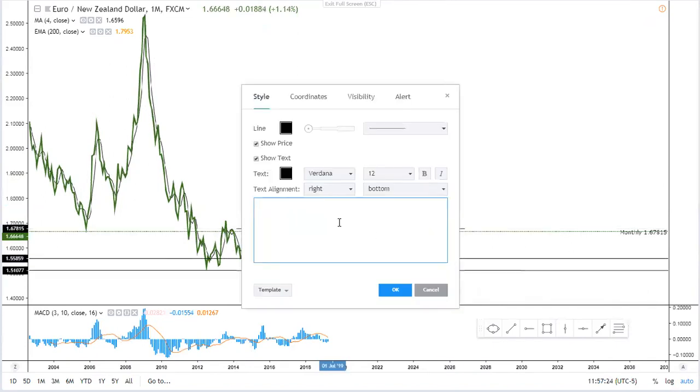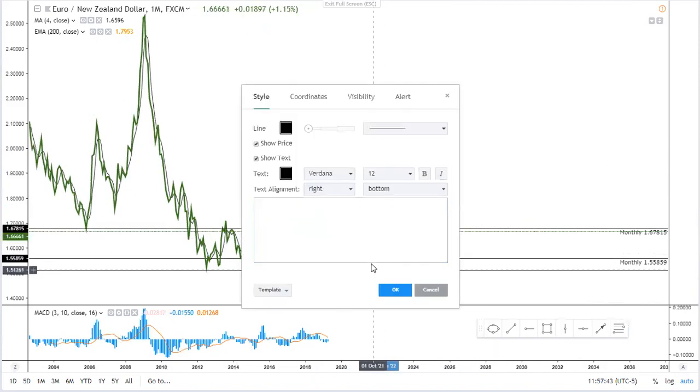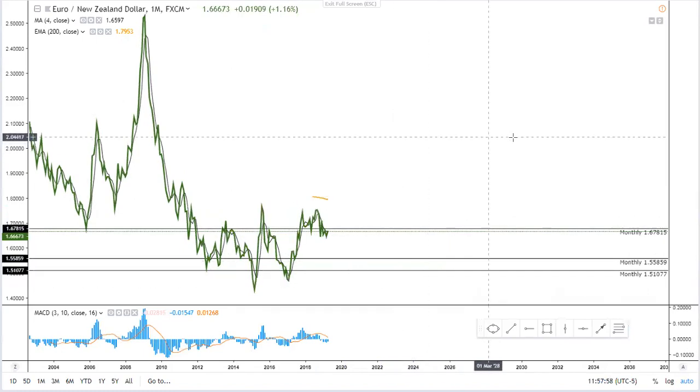And so our next one, we can do the same thing. Monthly. And the next one is 155859. Oops, I missed the 5. All right, and it also brings it up over here on the side, right? And then we can do our last one. Also a monthly level as well, since we're on the monthly time frame, which means these are monthly levels, right? Okay, so those are our monthly key levels.